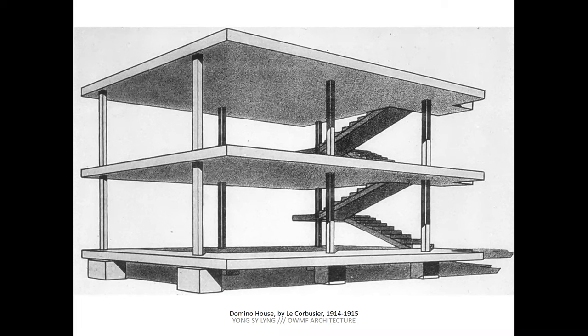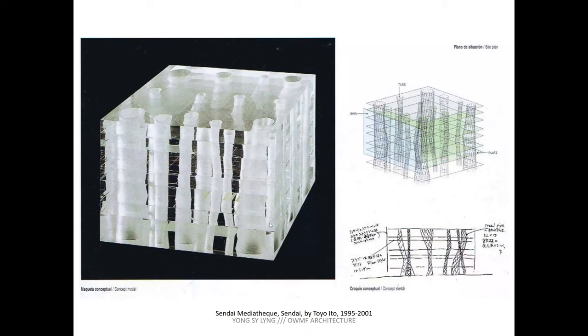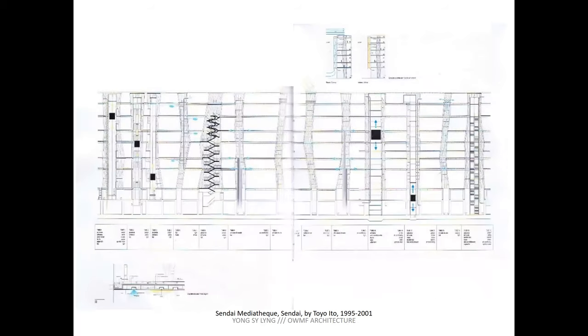So Ito made this building. It's a mediatheque, and you can see in his concept design, right? So all these are like dancing columns, but most importantly, these columns are also inhabitable. So here you can see, this is the lift, this is the staircase, and the rest are just spaces, right? So you no longer have the solid and void, because now everything is a space first.